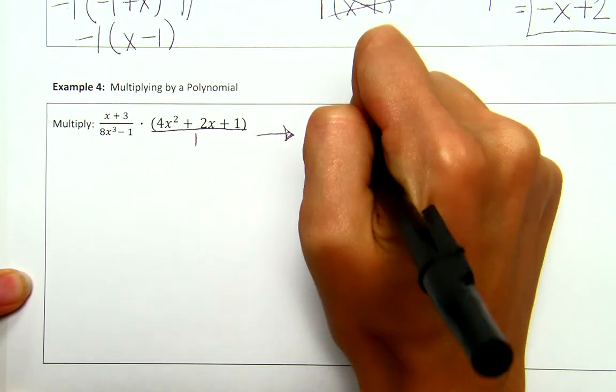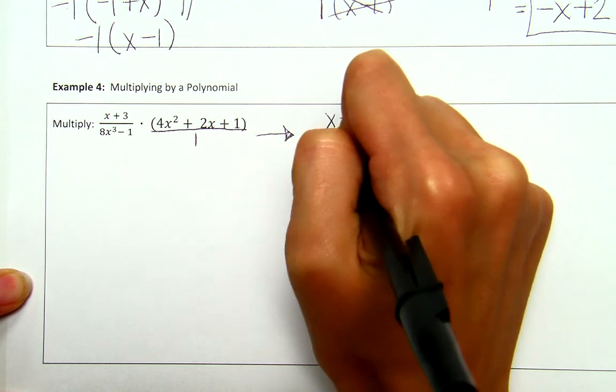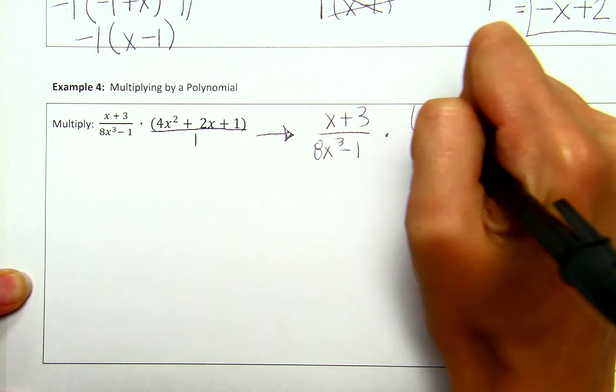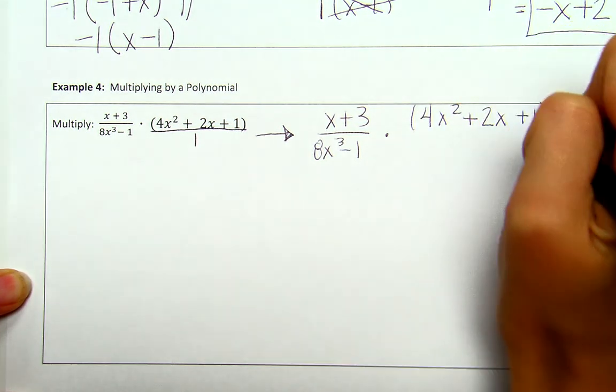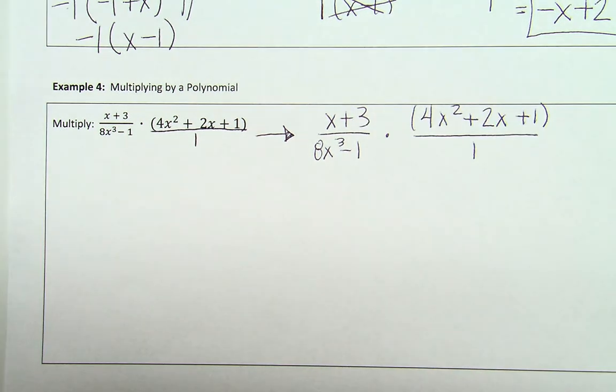So I get x plus 3 over 8x cubed minus 1 times 4x squared plus 2x plus 1, all over 1. They're stacked. That's the first thing, is make sure that they stack.